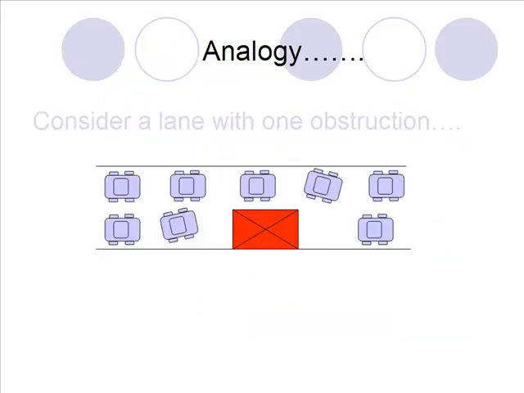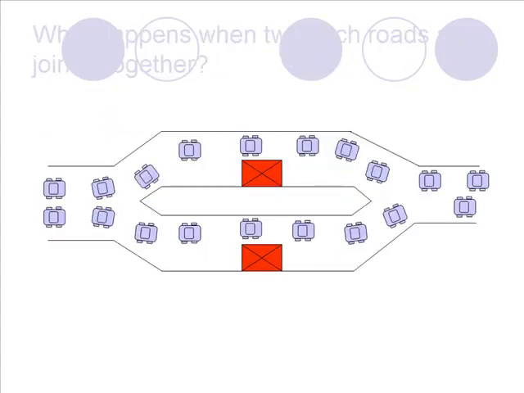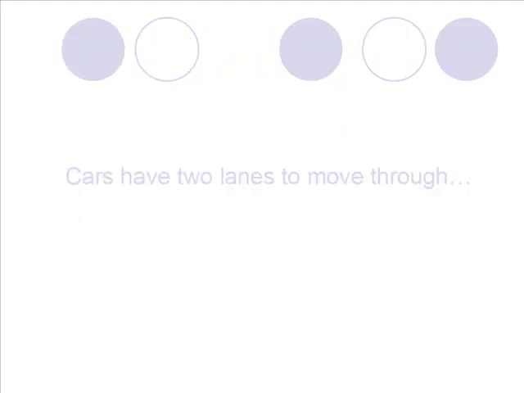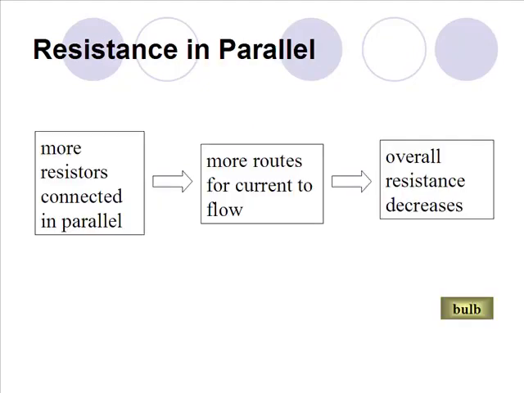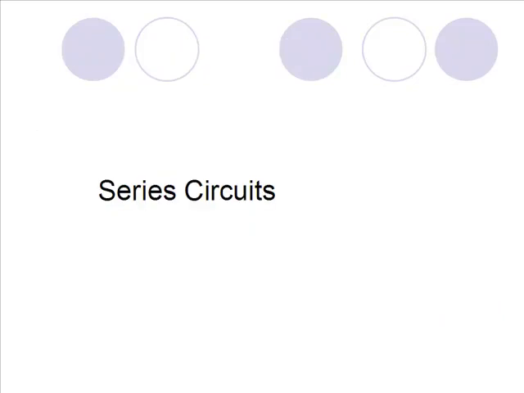Just think of it this way: if your resistor is something that blocks traffic, and you have two, you can break it into 2 parallel branches. Will the traffic be faster? Yes, because the cars have 2 lanes to move through. So more resistors connected in parallel means more routes for the current to flow, and the overall resistance decreases. That's very evident from the equation. How about series?